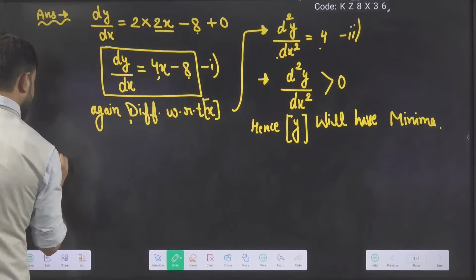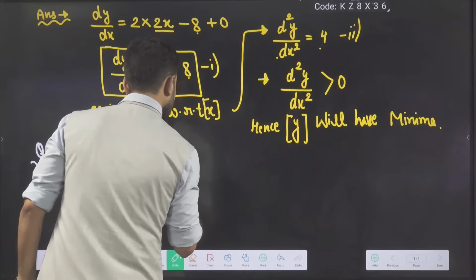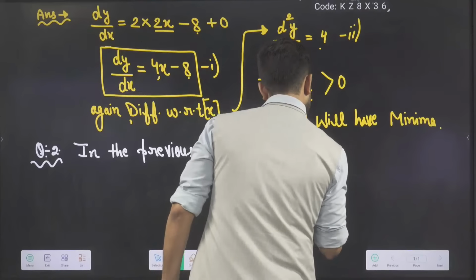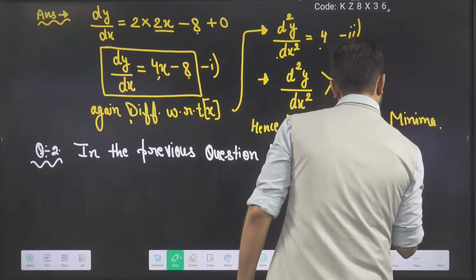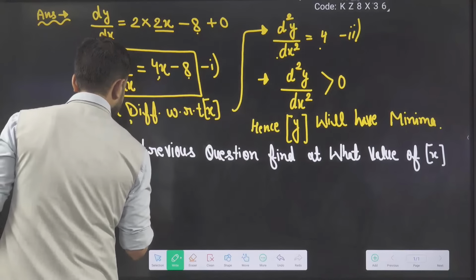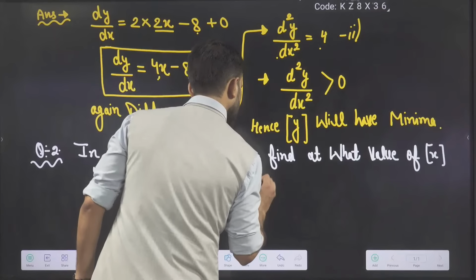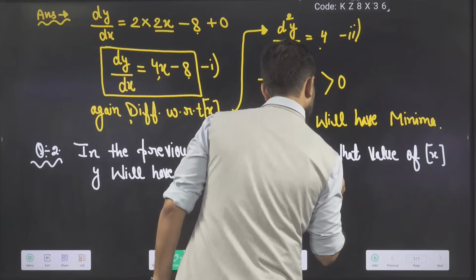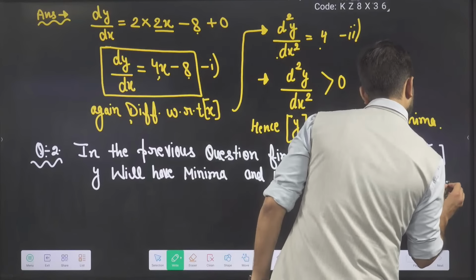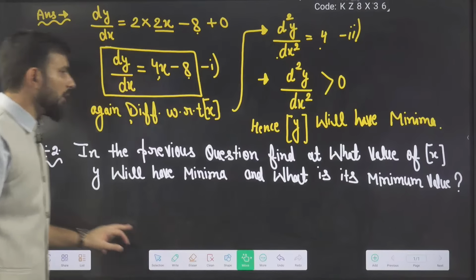In the previous question, find at what value of x y will have minima and what is its minimum value.